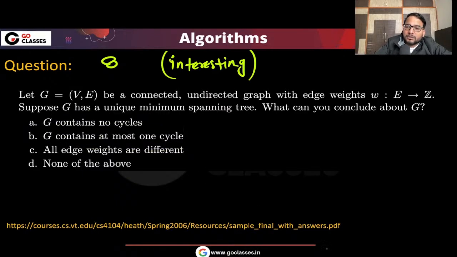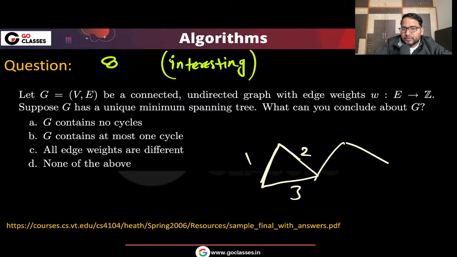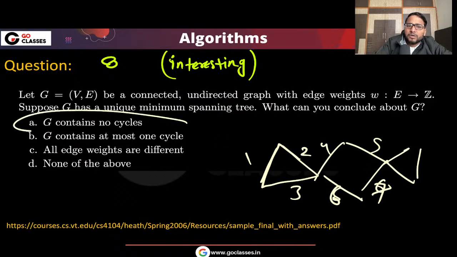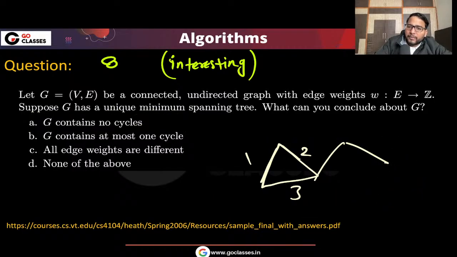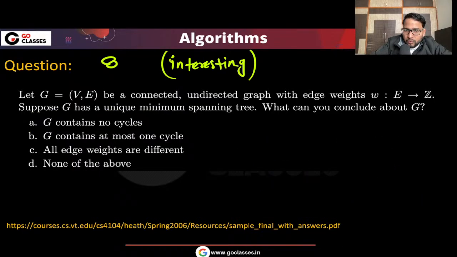Can you comment anything about the cycle? Maybe let's suppose 1, 2, 3, 4, 5, 6 and so on, right? I don't think we can comment anything about the cycle. It can contain any number of cycles, even though it is having a unique minimum spanning tree, right? So we cannot comment about the cycles. So no.